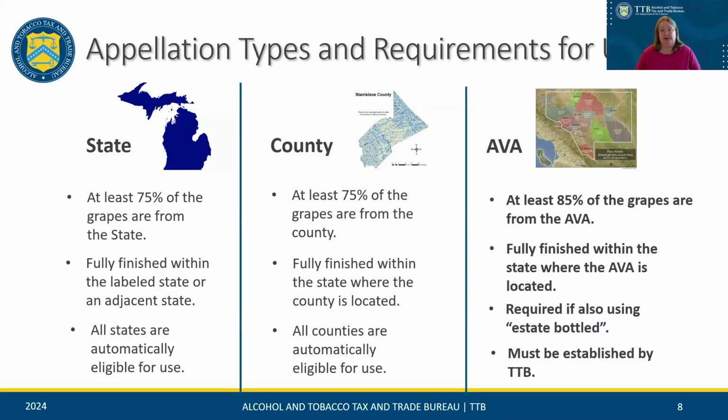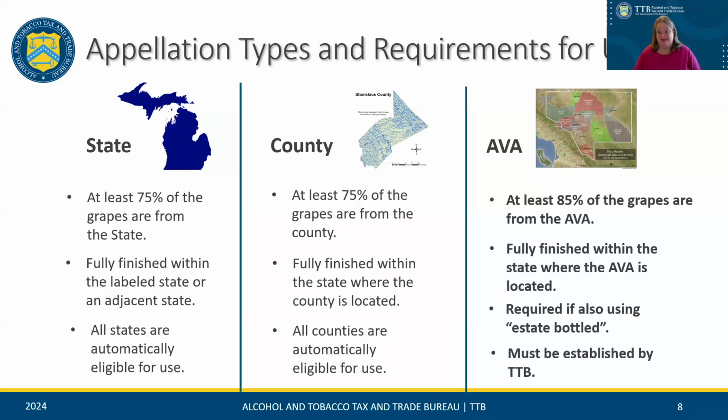Another commonly used appellation of origin is the county. If you use a county name on your wine, at least 75% of the grapes must come from the county that you have labeled. It must be fully finished within the same state as the county is located. And like states, the names of all counties are automatically eligible for use as an appellation of origin. So again, you don't have to petition TTB to have your county recognized as an appellation of origin.